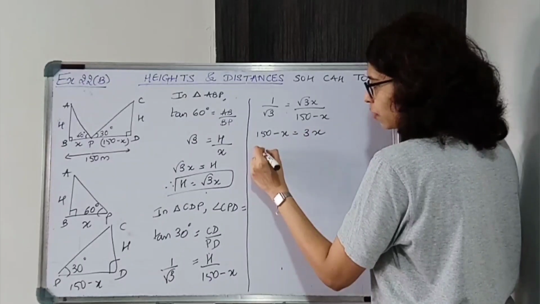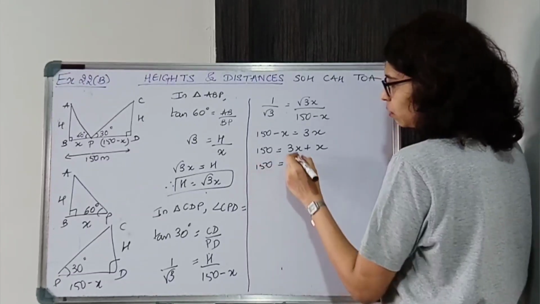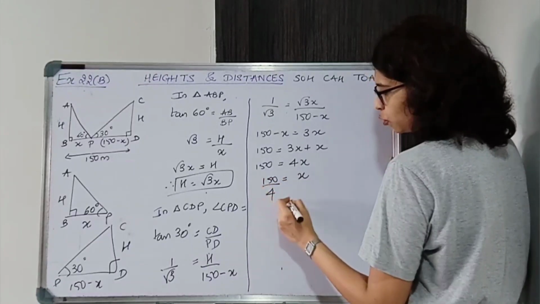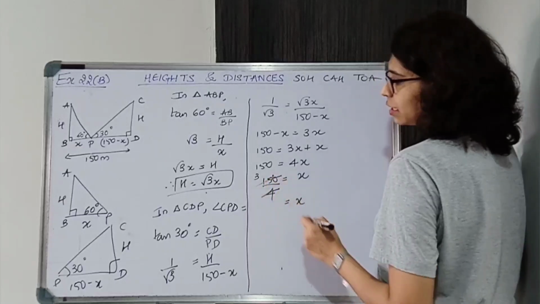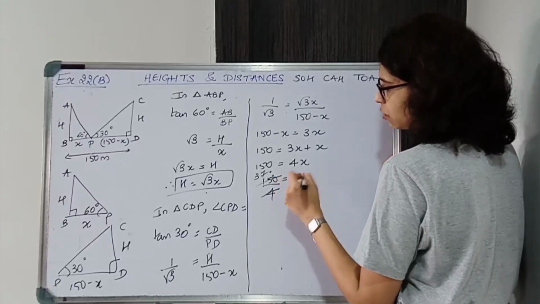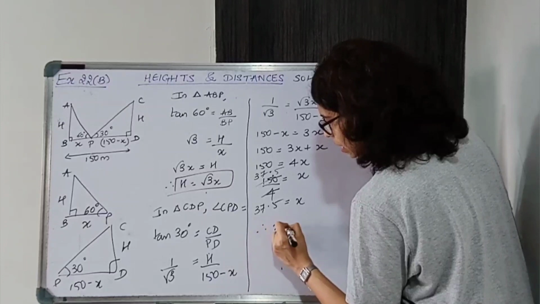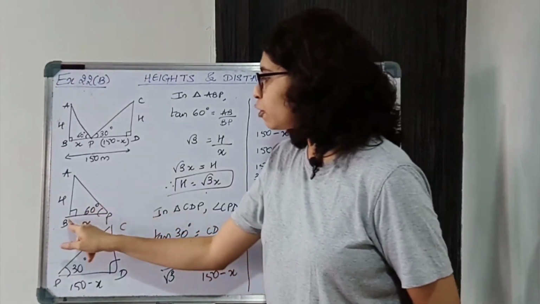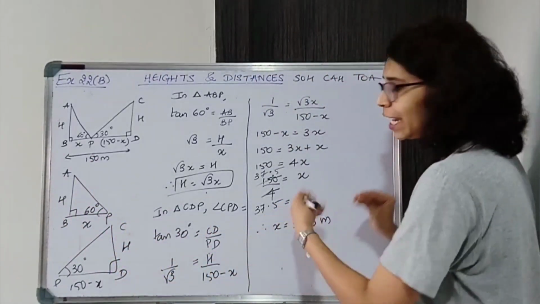Now shift this, so 150 is equal to 3x plus x, so 150 is equal to 4x, so x is equal to 150 upon 4, so 4 3s are 12, 30, so 4 7s are 28, okay, and 2 remains, so 4 5s are 20, so 37.5, therefore x is equal to 37.5 meters. So we found the position of point P from this pillar AB. Now from the pillar CD, okay, find both the distances.